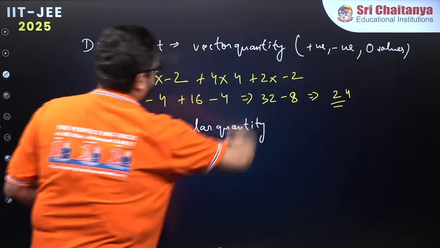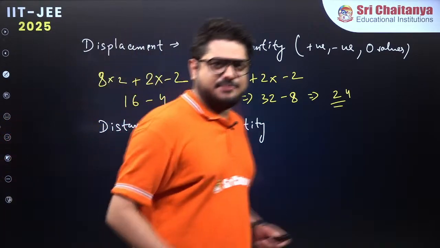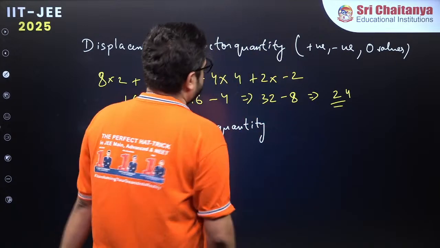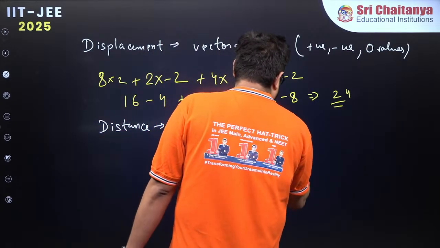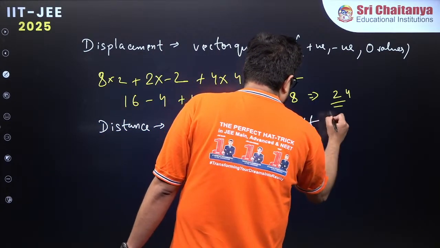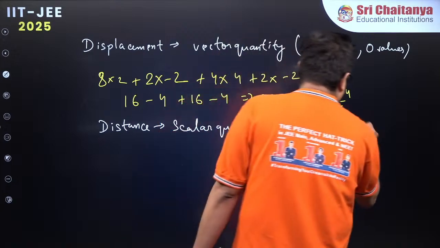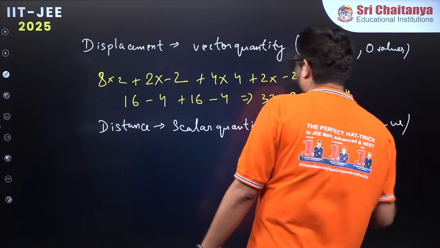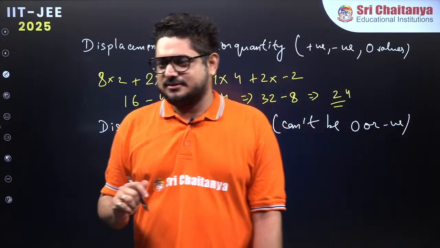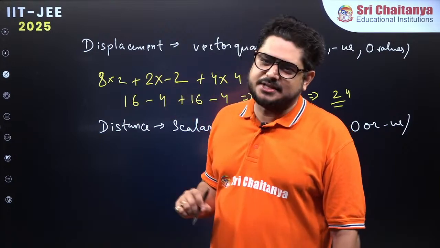So we will discuss vectors and scalars in the upcoming days, from next week onwards. Distance cannot be zero or negative. Distance is never negative or zero. Okay, so now what's going to be the value of it?